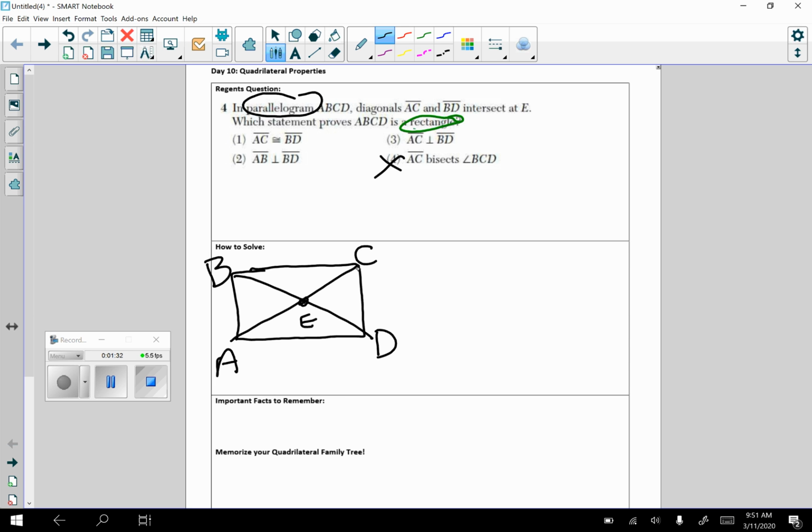Choice 3 says AC is perpendicular to BD. Well, that's also not true. But for choices 3 and 4, if I had a rhombus or a square, that would be true. Choice 2 says AB is perpendicular to BD. It doesn't even look like they're perpendicular. So we know our answer must be choice 1, AC congruent to BD. Yes, the diagonals of a rectangle are congruent.